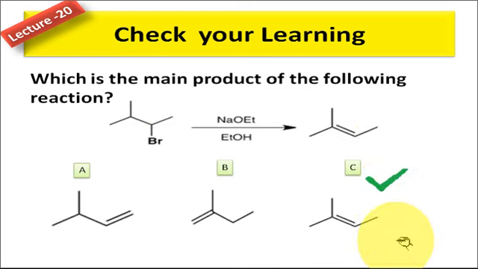Yes, you got the right answer. That is C. Why C? Because in this product, according to the Saytzeff rule, this double bond has 3 substituent groups. So it is the major product. This cannot be formed because in this the double bond has only one alkyl group as a substituent. That's why it is not formed.